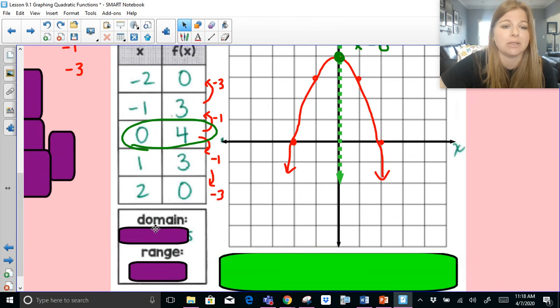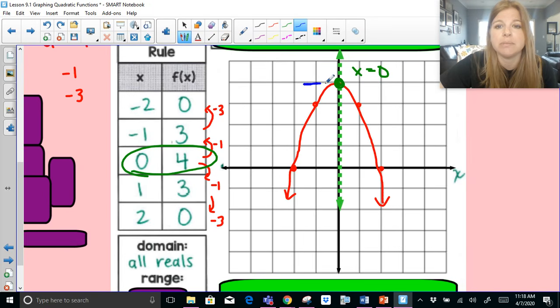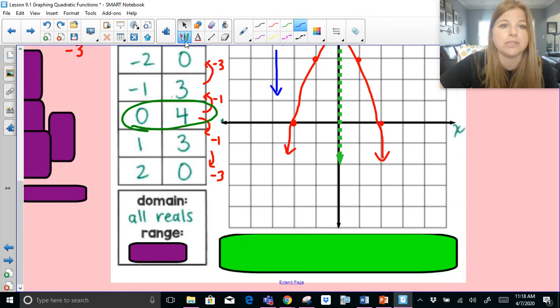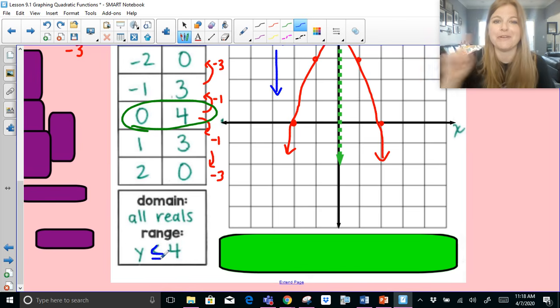Domain is always all reals. And now my range, guys, last step. So my range is at a positive value of 4, and the graph is at 4 and everything below it. So my range is y is less than or equal to 4. I know this was a lot in this video.